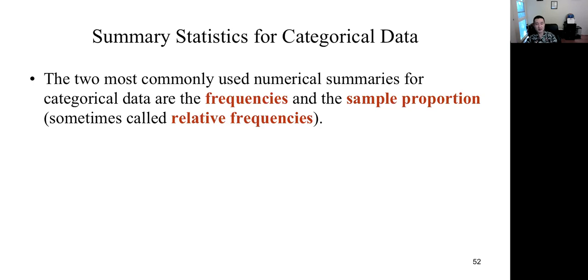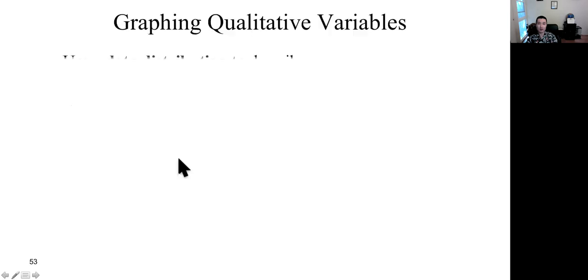All right. Next, let's look at summary statistics for categorical data. The most commonly used numerical summaries for categorical data are frequencies and sample proportion. Sample proportion has another name, relative frequencies. So let's look at what frequency is and how it is defined.